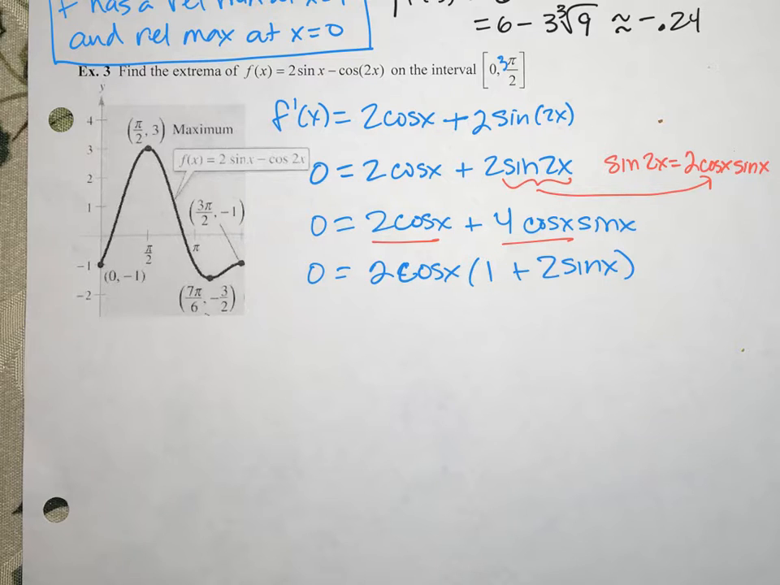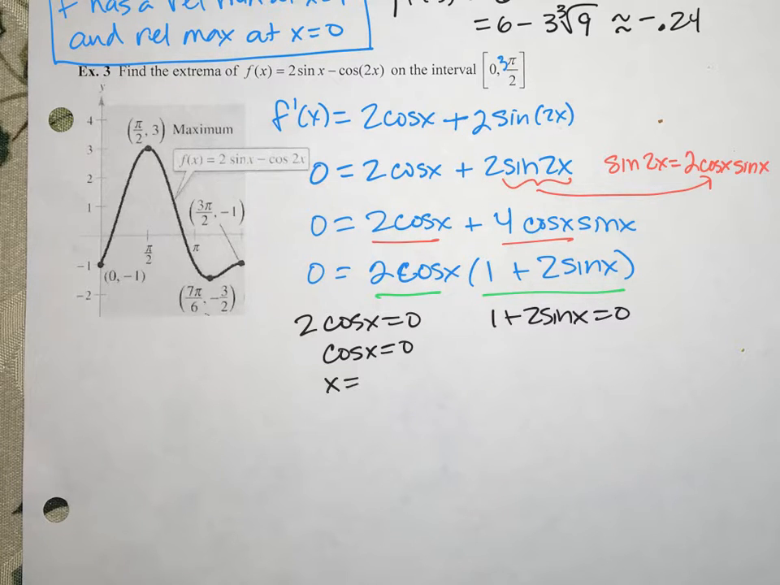We have two factors multiplied together that equal 0. So let's set each factor equal to 0. So either 2 cosine x is equal to 0 or 1 plus 2 sine x is equal to 0. For 2 cosine x, we could divide both sides by 2 and just rewrite this as cosine x equals 0. So x, as you recall, would be whatever cosine inverse of 0 is. In other words, what is the angle that gives us a cosine of 0?